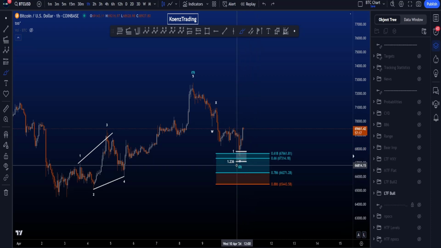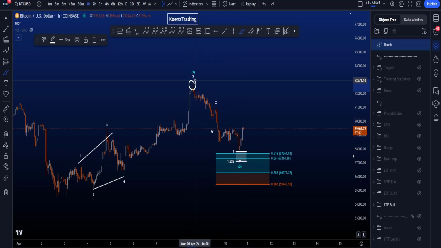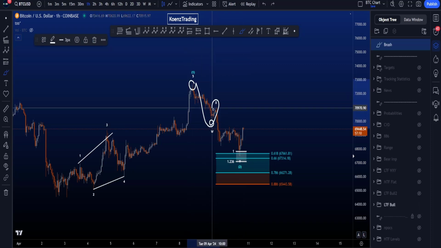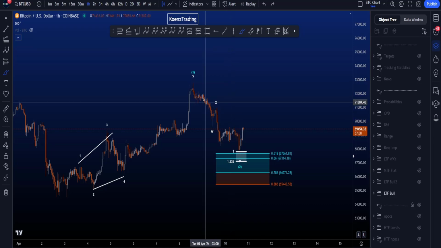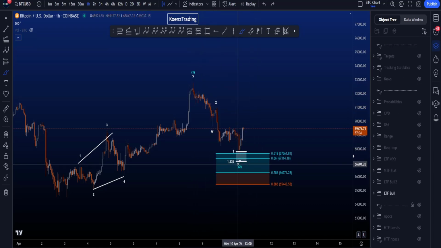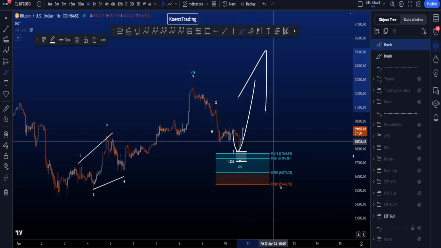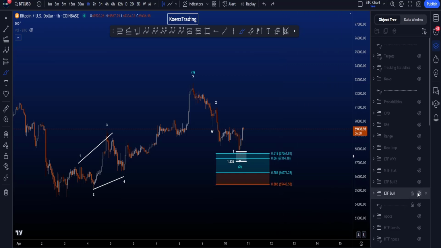The common target area for a wave Y is the 1 to the 1.236 trend-based fib extension, taken from the high to the low of W to the high of wave X, for a double zigzag: ABC in W, X, and another ABC to the downside in a wave Y. As mentioned, we now want to see continuation to the upside.